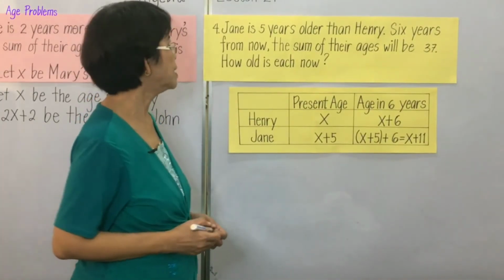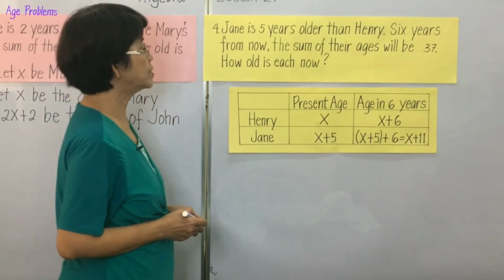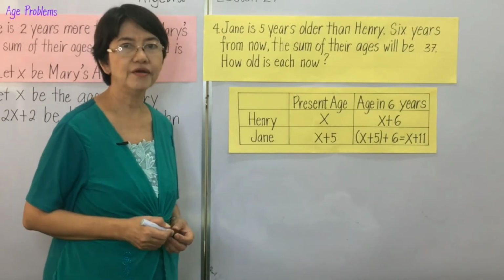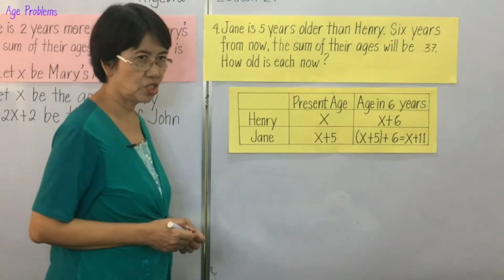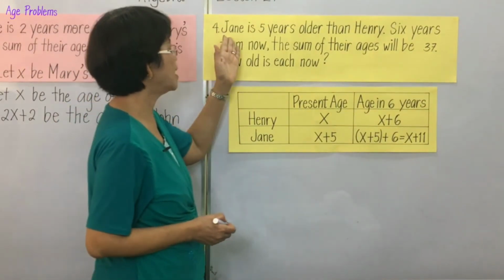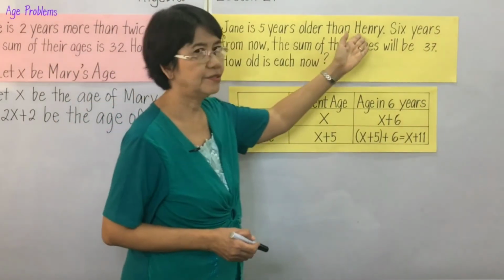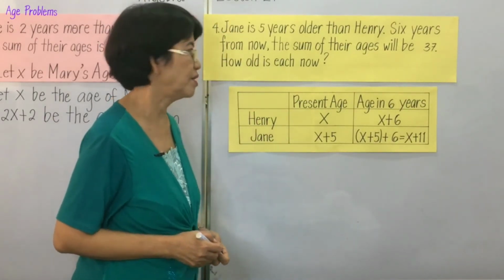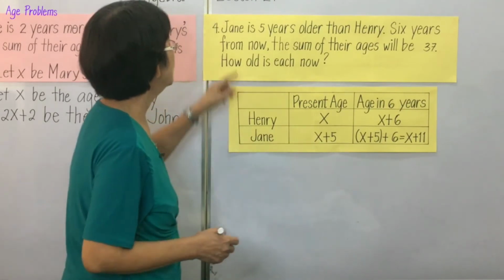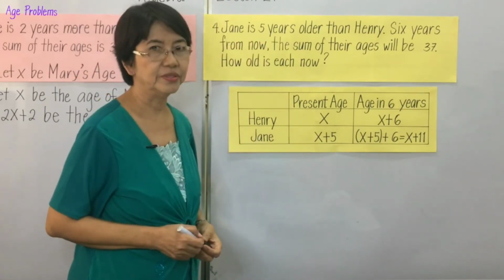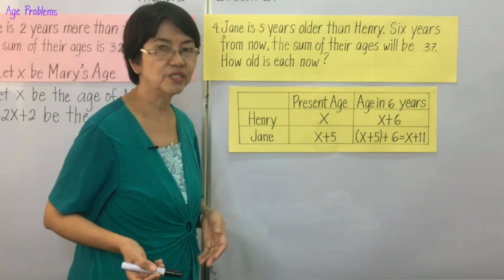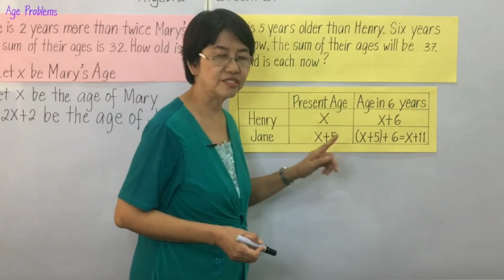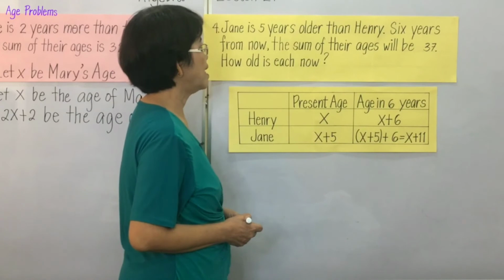Our fourth problem is: Jane is 5 years older than Henry, and 6 years from now, the sum of their ages will be 37. How old is each now? So Jane's age is being compared to Henry's age. Therefore, Henry's age will be represented by the variable x. And then Jane is 5 years older. So it will not be 5x, it will be x plus 5 because she's just 5 years older than Henry.